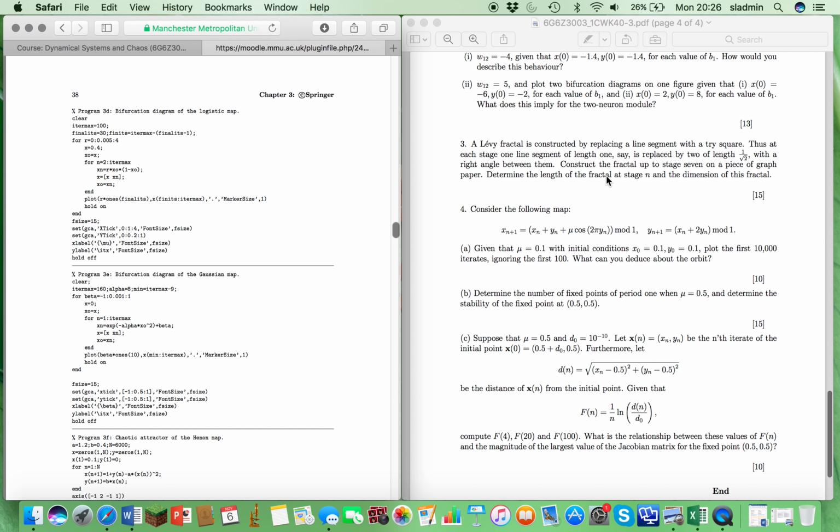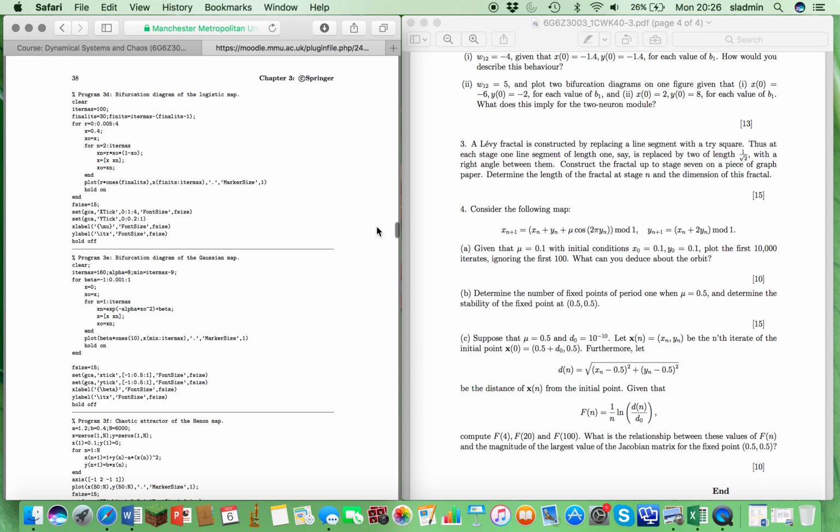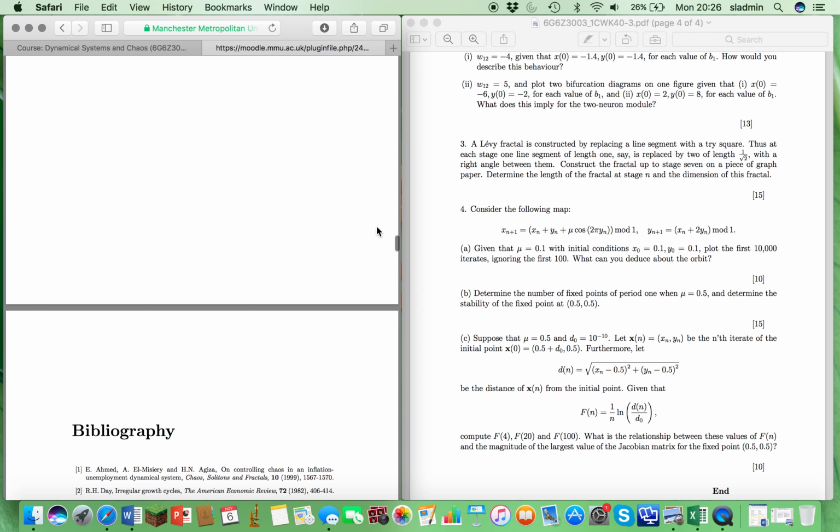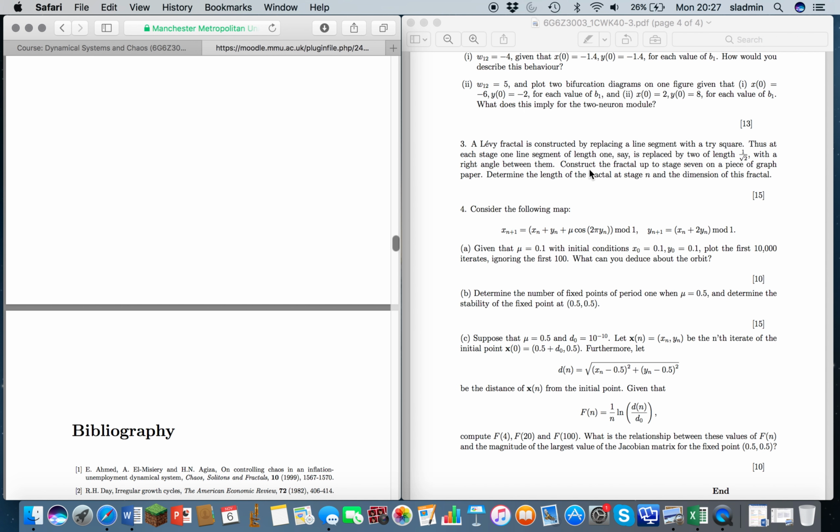Question number 3 is concerned with fractals, and fractals will be discussed shortly. Again, you'll be given a piece of graph paper and you have to construct the Levy fractal up to stage 7 on a piece of graph paper. But we're going to go through fractals in the coming weeks. So you can't do question number 3 yet, but you will be able to in a few weeks.